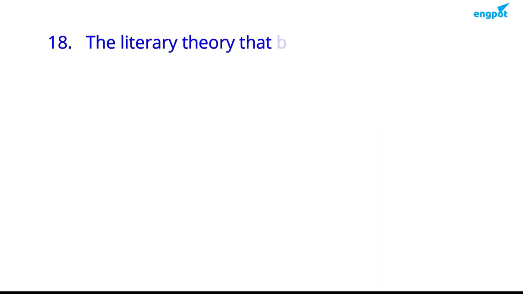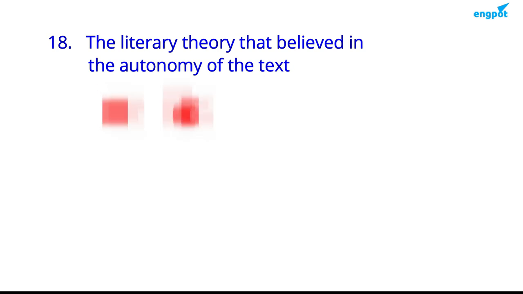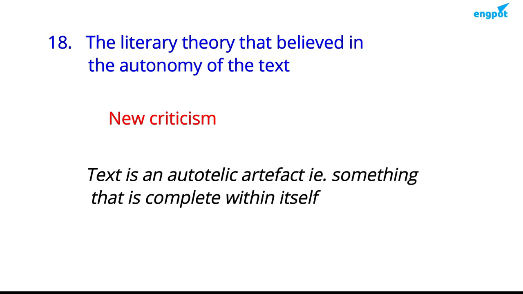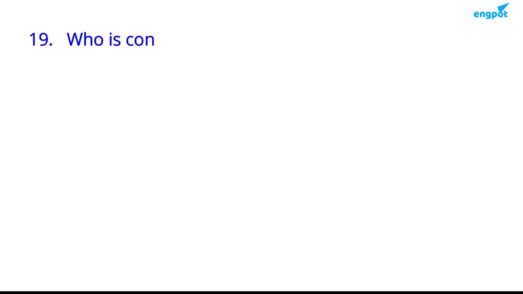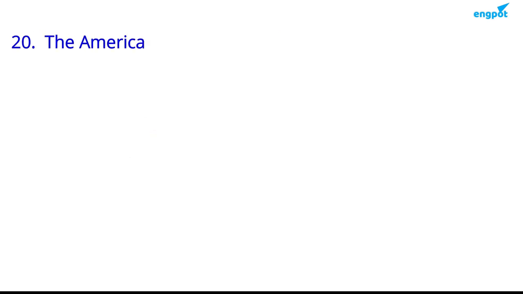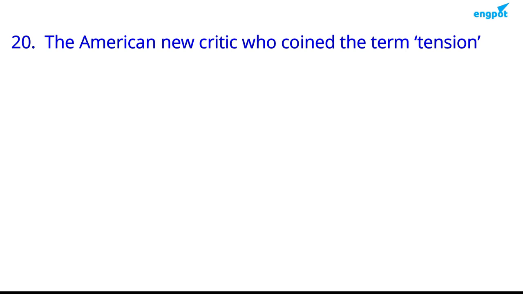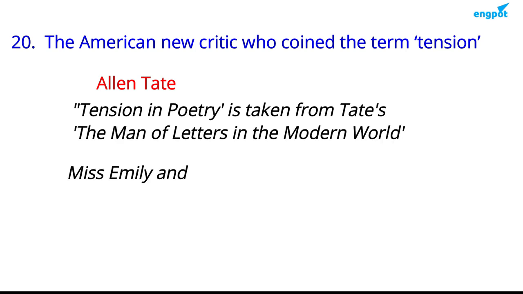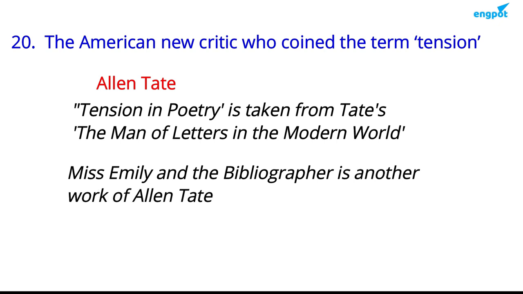The literary theory that believed in the autonomy of the text is New Criticism. According to New Criticism, the text is an autotelic artifact, that is, something that is complete within itself. Who is considered the philosophical general of New Criticism? J.C. Ransom, and J.C. Ransom is an American New Critic. The American New Critic who coined the term tension is Allen Tate. Tension in poetry is taken from Tate's A Man of Letters in the Modern World. Miss Emily and the Bibliographer is another work of Allen Tate.